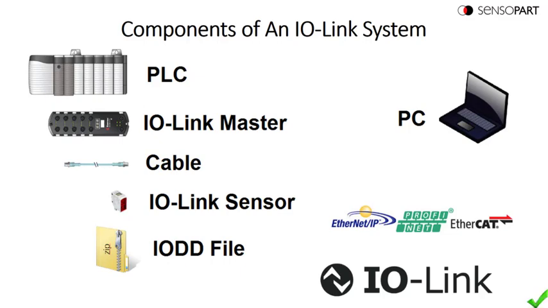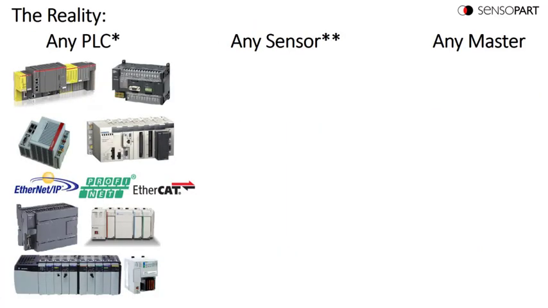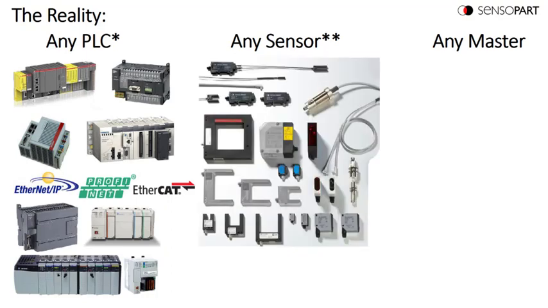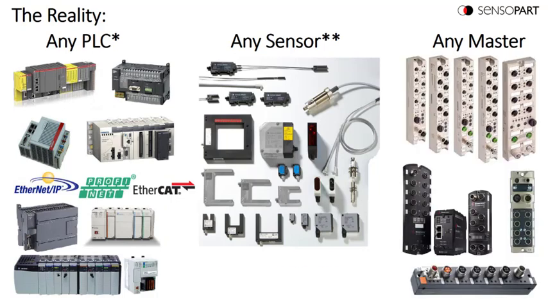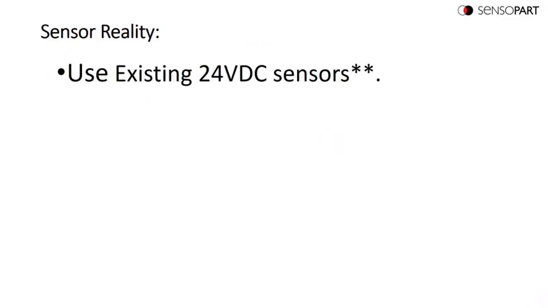There's this fear with various masters and sensors that there's going to be this huge compatibility matrix, which is not the case. You can use any PLC, and you can use any sensor, any vendor sensor, any IO-Link sensor, or any traditional sensor, and any master. No compatibility matrix. Some of you may have noticed the asterisk. The one on the PLC just means it's got to have a field bus, of course. No brick PLCs.